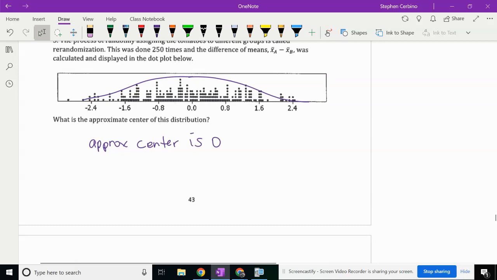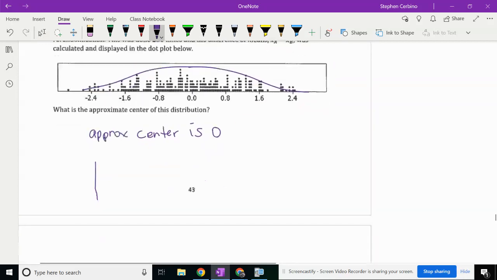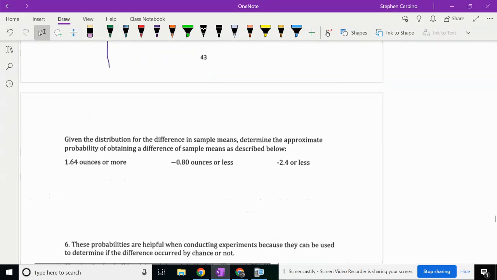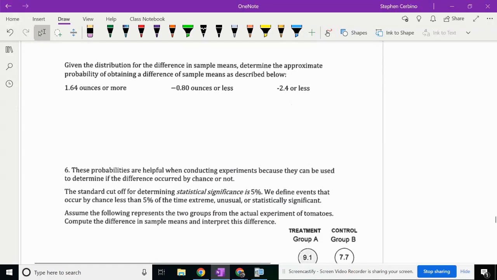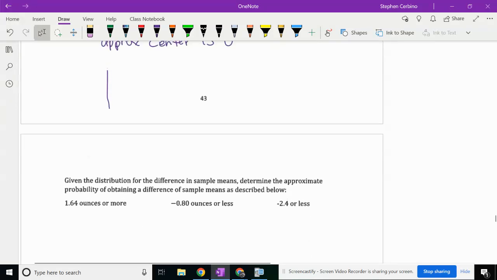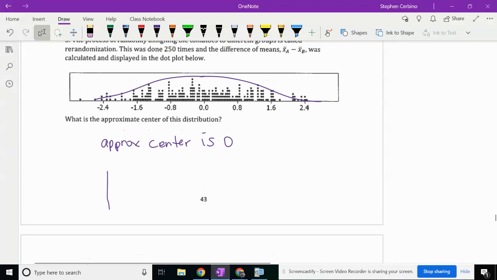So what does this all tell us? What are we looking for here? On the next page, it gives us some probability questions. What are the chances of our difference of sample means being 1.64, negative 0.8, or negative 2.4? If we look for 1.64 or more, 1.64 is somewhere around here. We can count up how many dots are in there. So this would be more than or equal to 1.64.